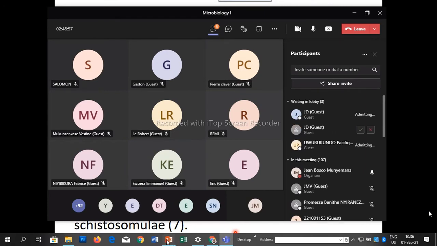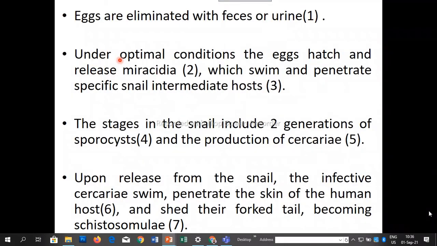Talking about this life cycle, the eggs are disseminated in feces or urine. Under optimal conditions the egg will hatch and release miracidia, which will swim and penetrate specific snails as intermediate hosts. In the snail there will be sporogony, the stage that includes two generations of sporocysts, and will produce cercaria. Cercaria is competent and is able to swim and perforate the skin.